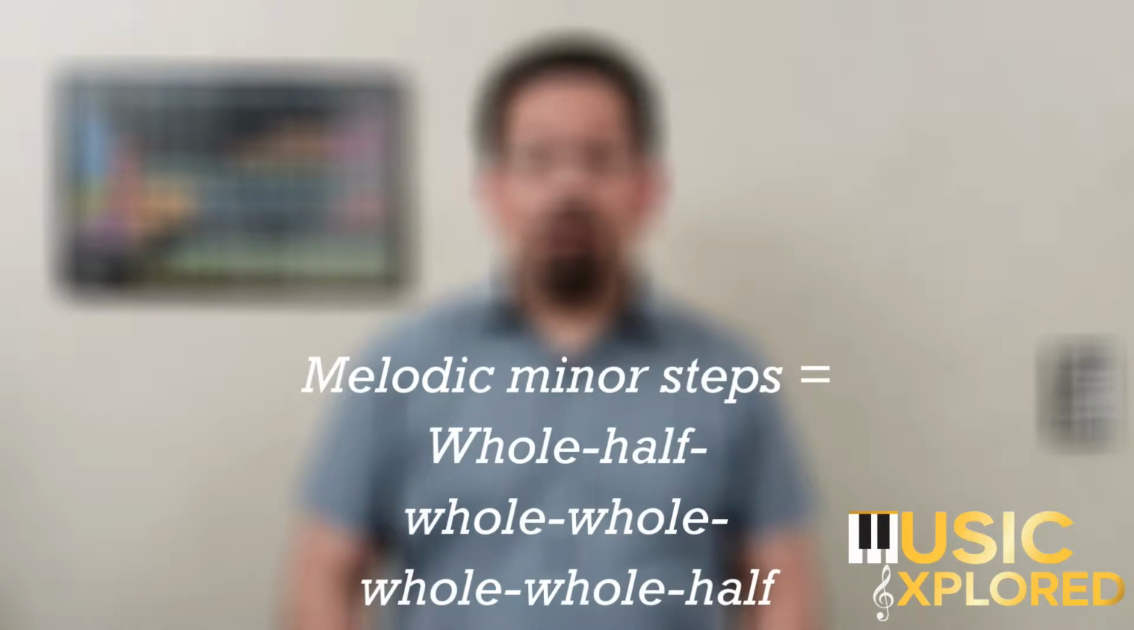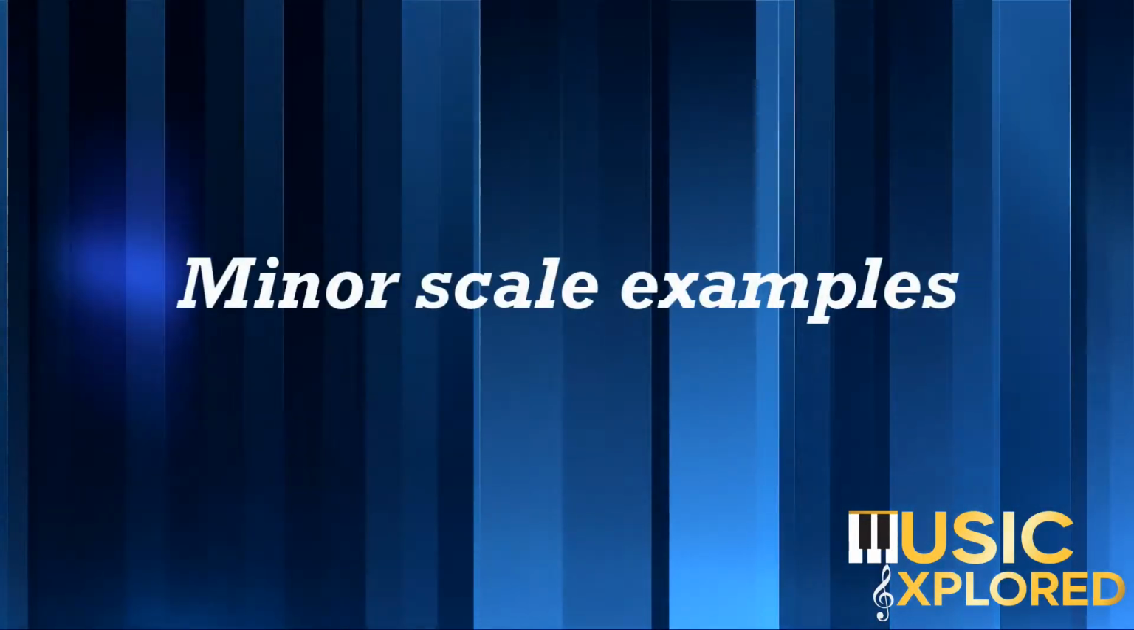Finally, we have the melodic minor, which smooths over that big step at the top, but still moves us firmly to the top of the scale. The step pattern here is whole, half, whole, whole, whole, whole, half. Try saying that 5 times quickly. Now let's look at some examples of the minor scales, starting with A minor.